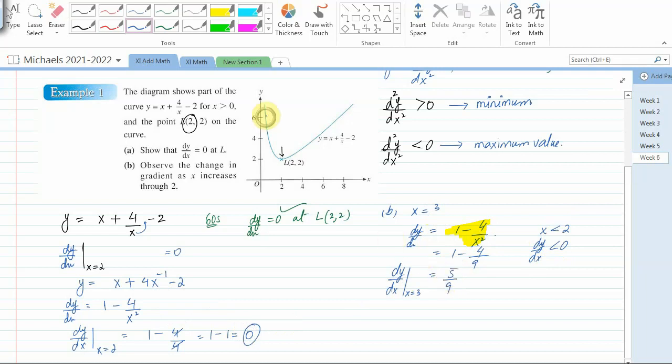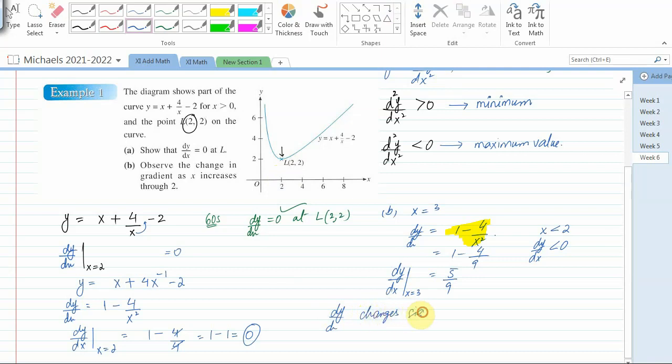It means that when you have x values lesser than 2, this curve shows the behavior of negative values because dy by dx is lesser than 0. At 2, it's a stationary point, dy by dx equals 0, and greater than 2, it has a minimum value because dy by dx is greater than 0. Alright, so these are the functions you have.